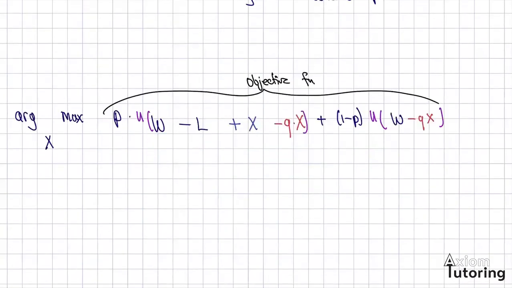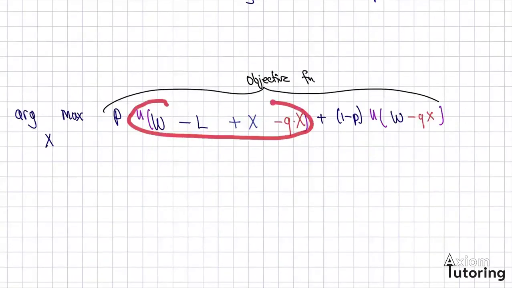Provided that this utility function is concave, which for most of your problems it will be, the expected utility function is a sum of concave functions. Then the whole thing will be concave, and therefore we're going to have a concave objective function. So the first order conditions are both necessary and sufficient.